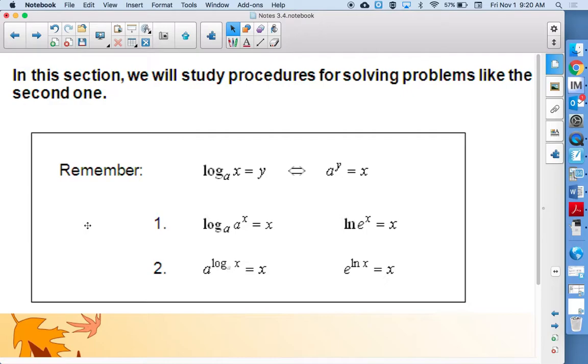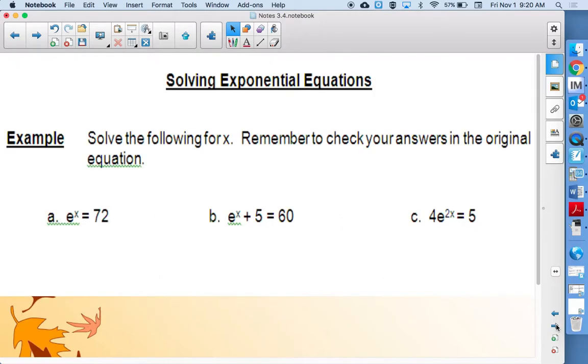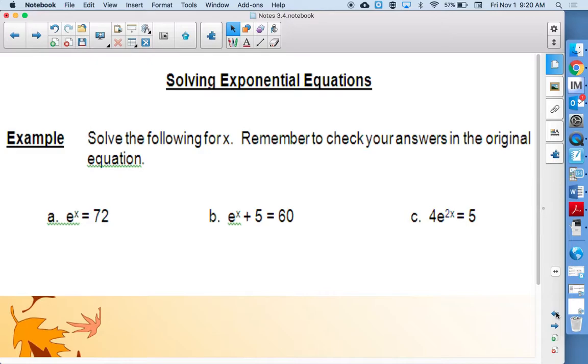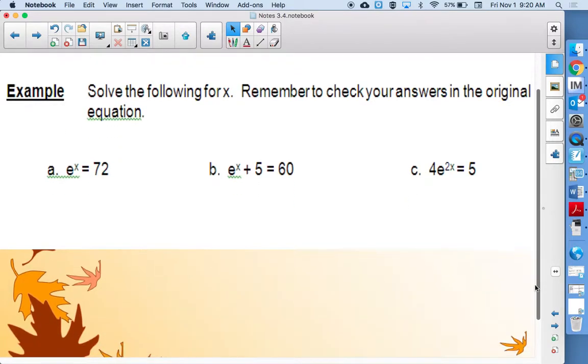So I believe there are 5 questions underneath. One of those 5 is more interesting than all the other, and that would be letter D. Doesn't that one look interesting? No. The rest kind of just look boring. So it says solve the following for x. That look interesting to you? Yeah. Remember to check your answer into the original problem.